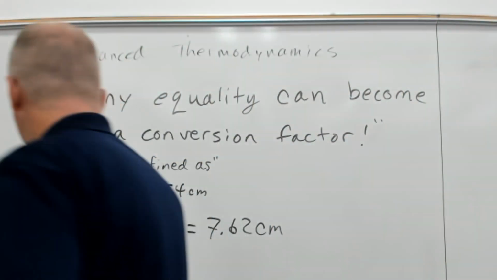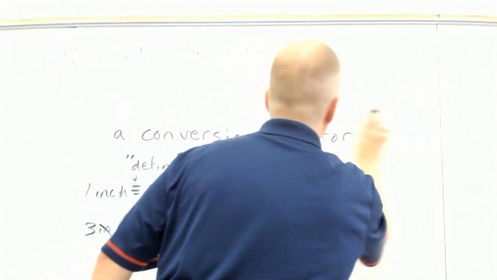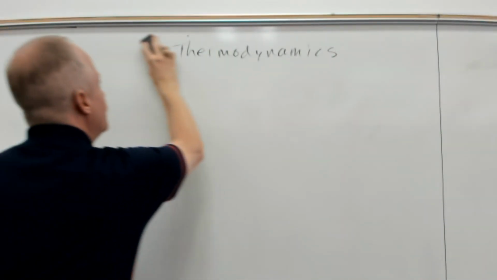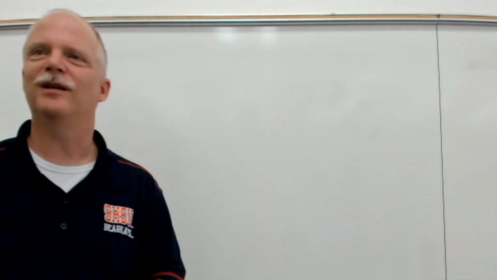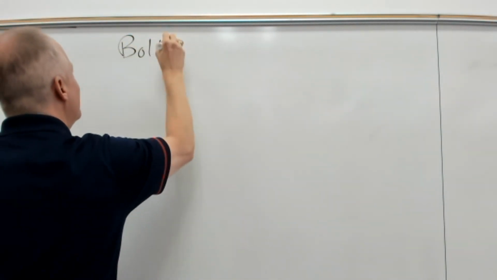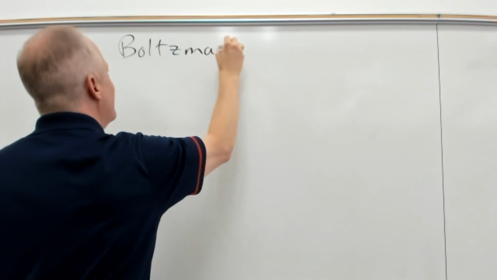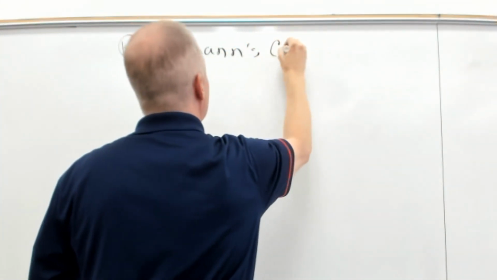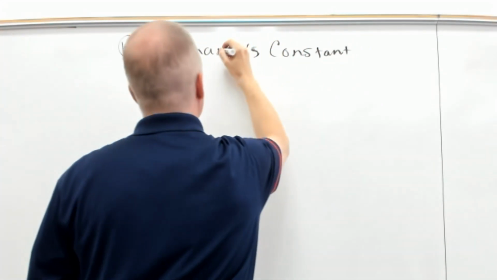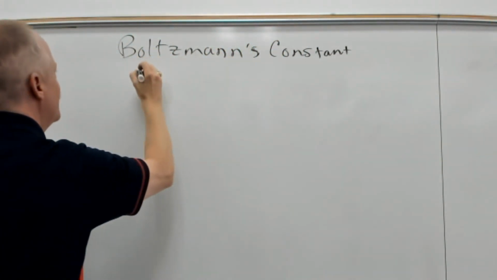Okay, let's change gears, and now let's try to do a survey of all the constants that we know. We might not remember the numbers, but Boltzmann's constant, yay. 1.381 times 10 to the negative 23. This will be the most important one for us early on, okay?